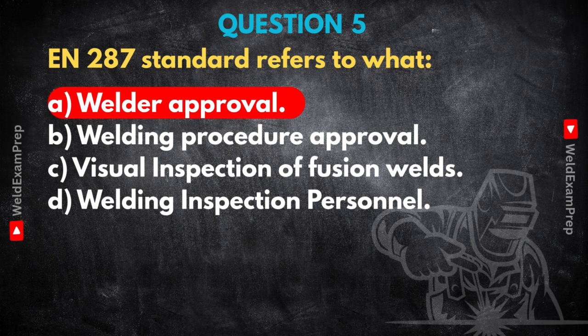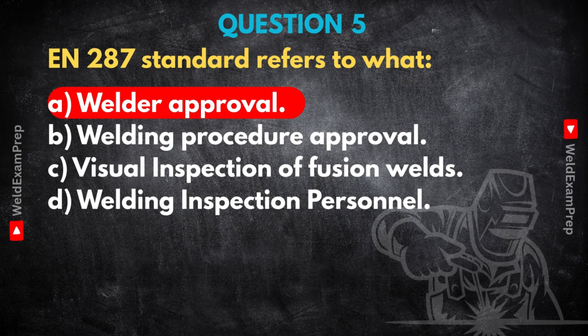EN 287 is all about welder approval. This standard defines how you test and qualify welders for fusion welding of steels. Its whole purpose is to make sure the person doing the welding has the proven skill and knowledge to produce quality welds consistently. It's about the competence of the individual welder.